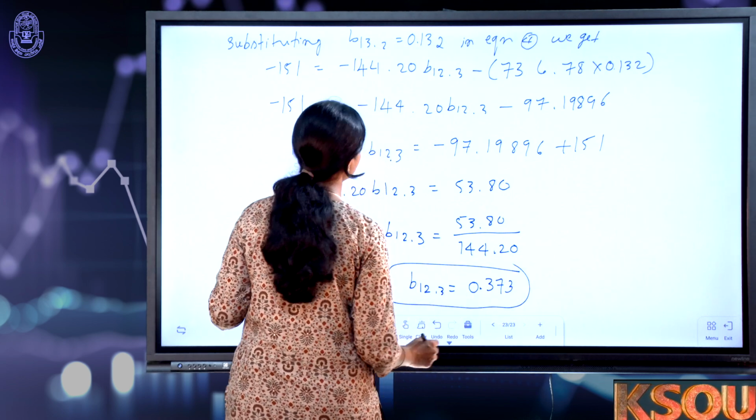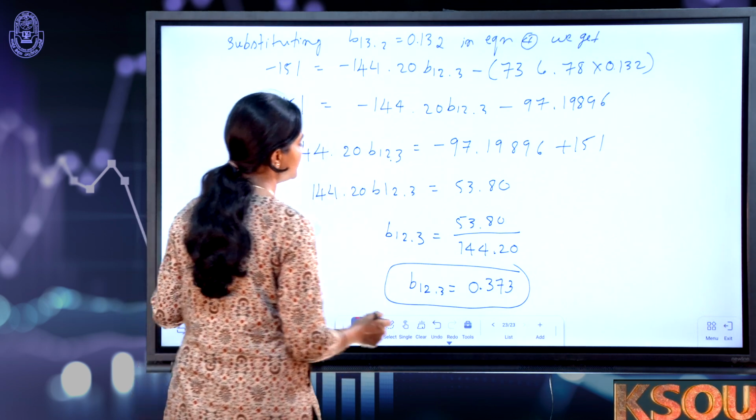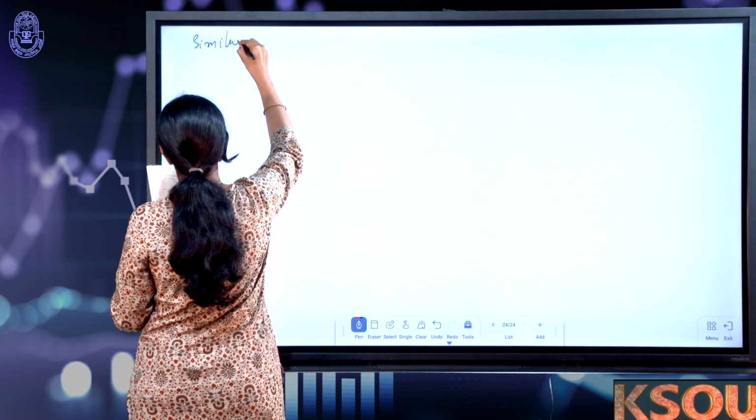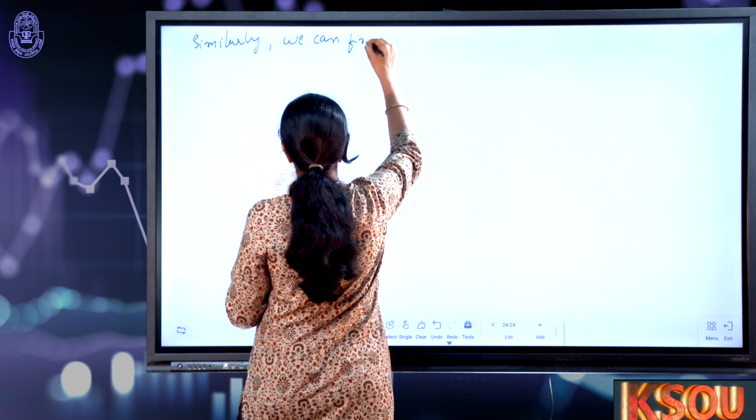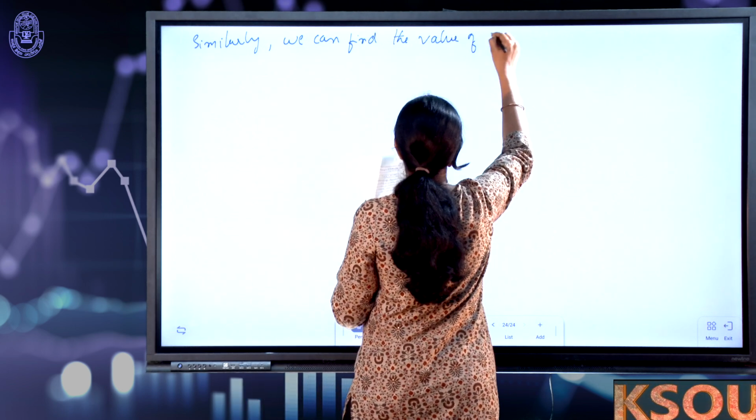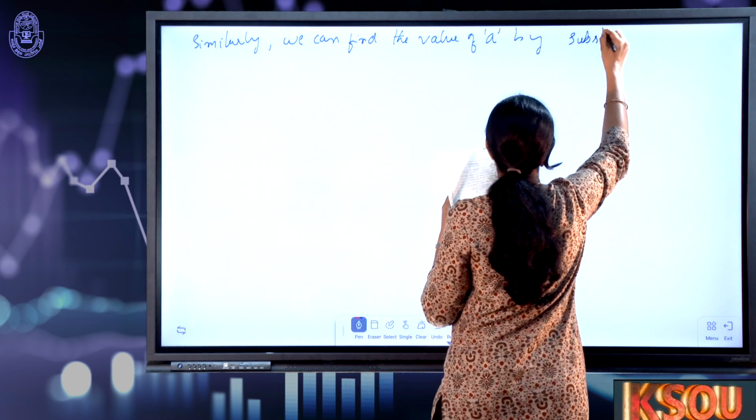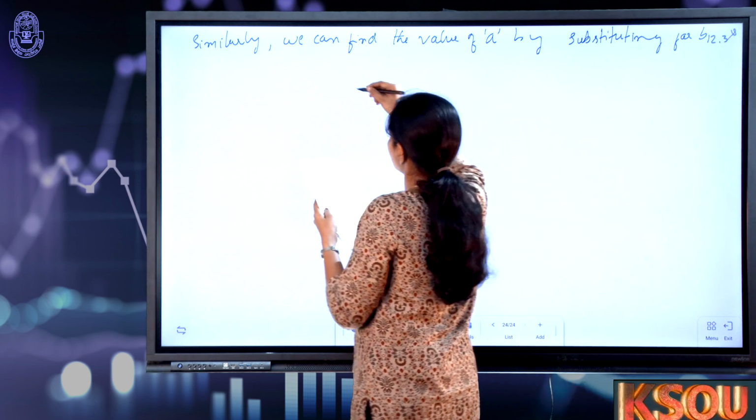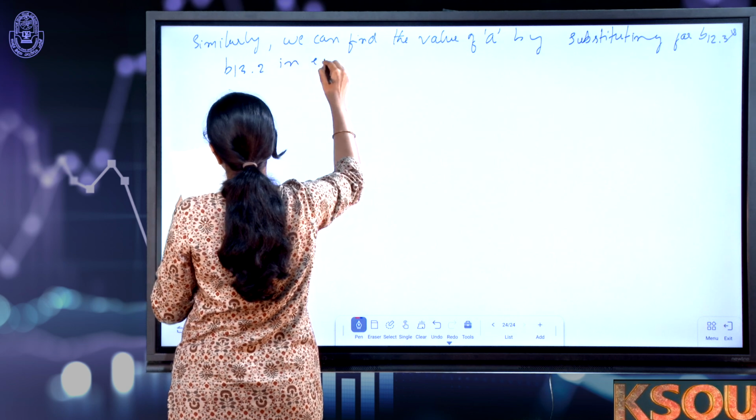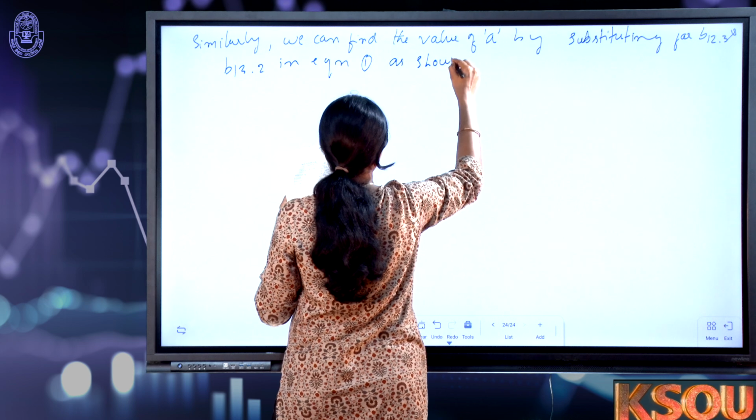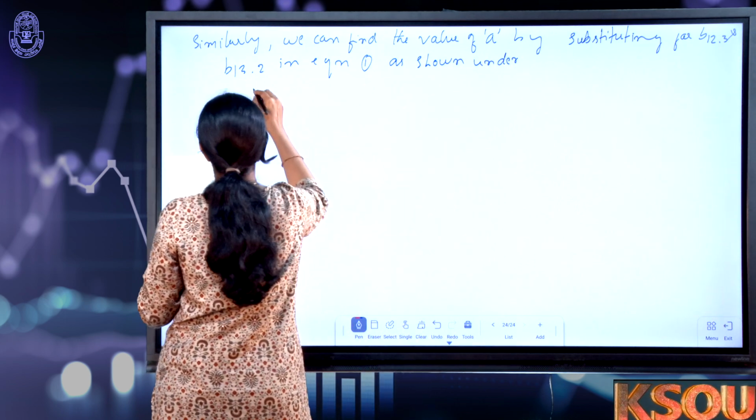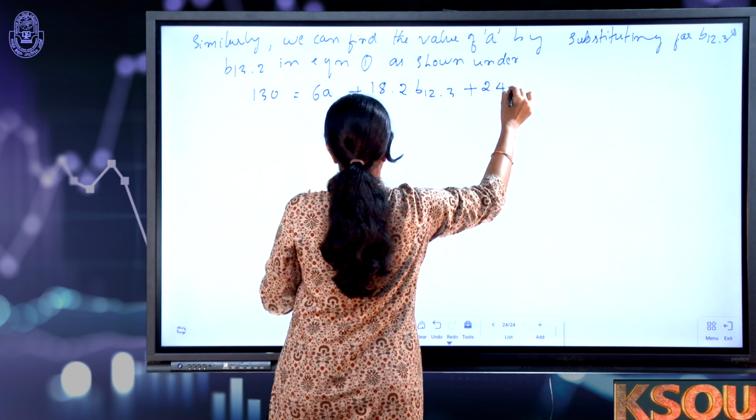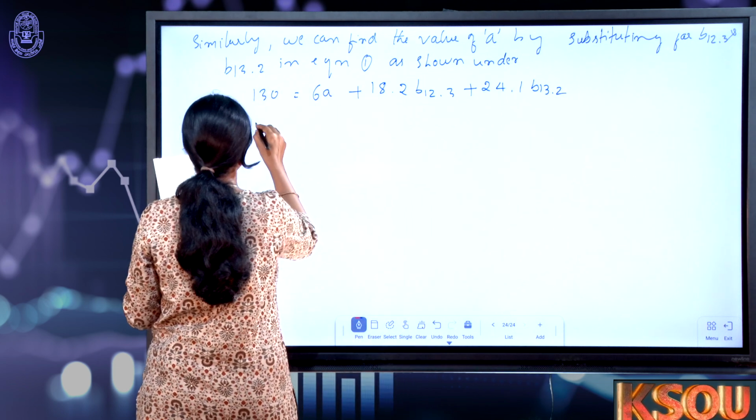So from this you have obtained B13.2 and B12.3. Now you can take these two values in order to calculate A. Okay. So similarly we can find the value of A by substituting for B12.3 and B13.2 in equation 1 as shown under here. I am going to take that equation now, equation 1, that is 130 is equal to 6A plus 18.2 B12.3 plus 24.1 B13.2. Substitute the values here.